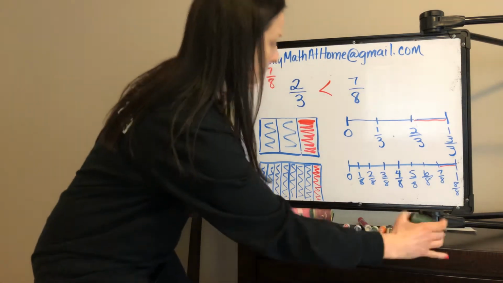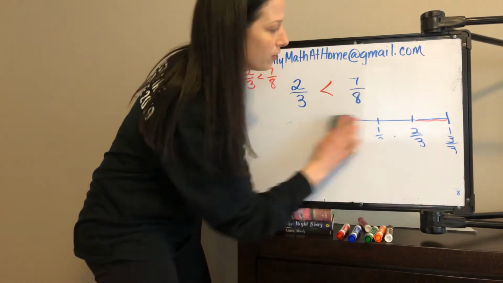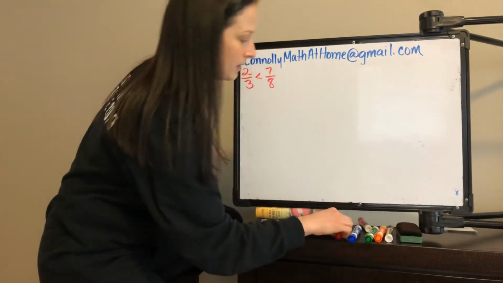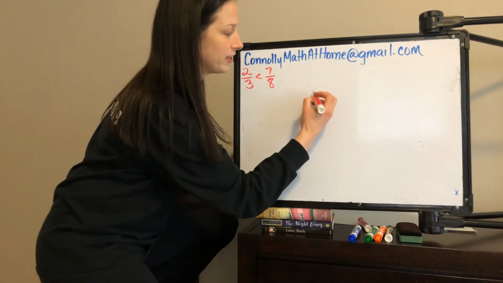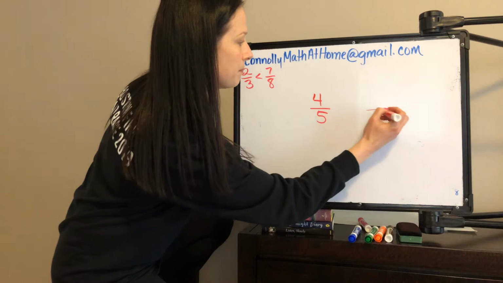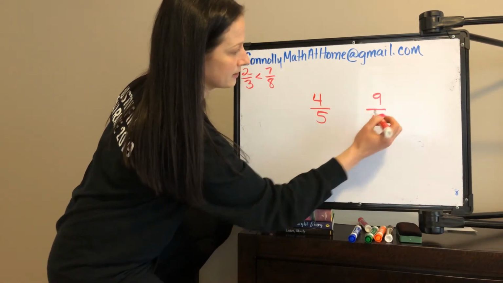Okay, so let's look at a couple more fractions that are both one piece from a whole. Okay, so this time we'll think about 4/5, and we will think about 9/10.